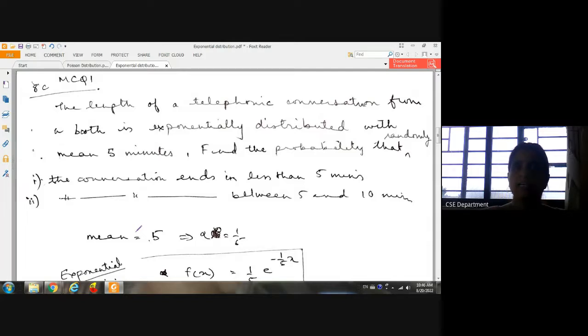So they have said conversation, phone, booth, whatever, the time, the length, the duration of the phone call is exponentially distributed. How long, how many minutes does the phone call last? 0 minutes, 1 minute, 2 minutes, 3 minutes. Of course, between the minutes also you can have 4.5 minutes like that. But let us round it off to the nearest minute. 0 minutes, 1, 2, 3, 4, 5, 6, 7, 8, 9, 10.